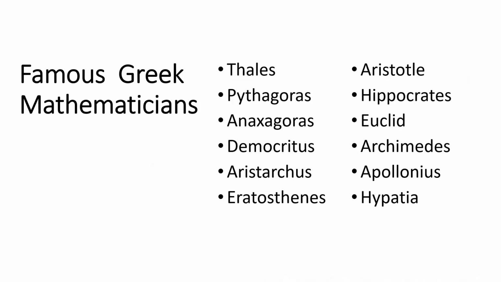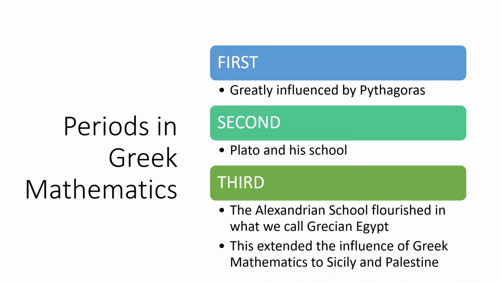The periods in Greek mathematics were kind of first, second, third. First is greatly influenced by Pythagoras and his teachings. So that means Thales had already been. These are fairly close to being in order; I'd have to double check and see if they're not quite in order. The second would be Plato and his school, which would come into Euclid. And then we have the third, which is the Alexandria school flourishing in what we call Grecian Egypt. This extends the influence of Greek mathematics to Sicily and Palestine.